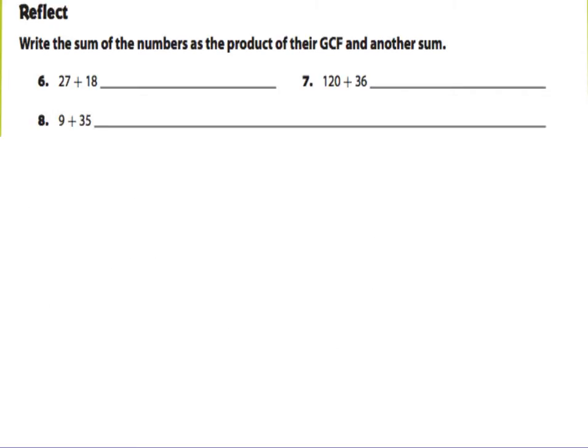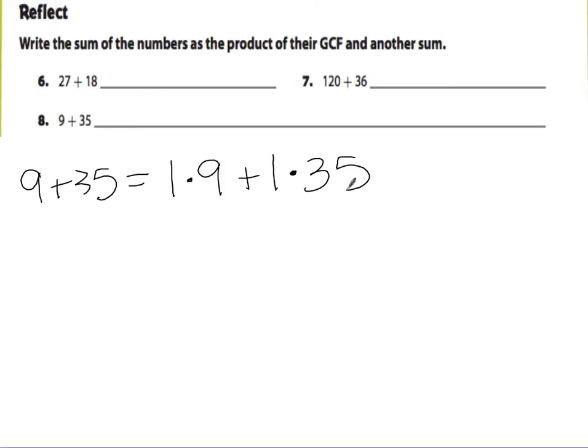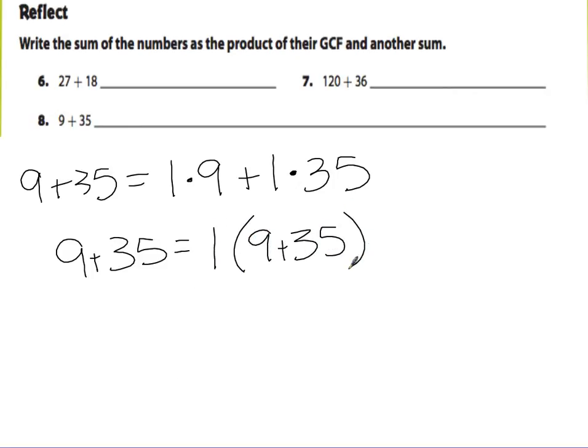All right, so in this case, yet again, we have 1 being the GCF. So 9 plus 35 is the same thing as saying 1 times 9 plus 1 times 35. So 9 plus 35 is the same thing as saying 1 times (9 plus 35). So 9 plus 35 is the same thing as saying 1 times 44.